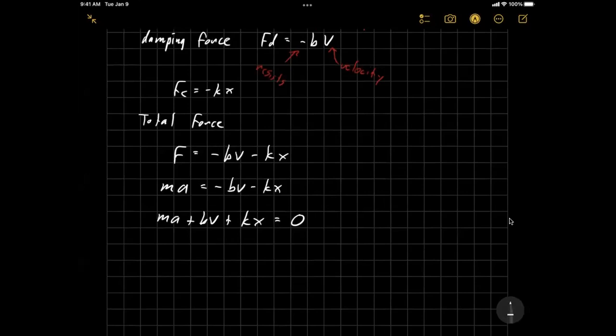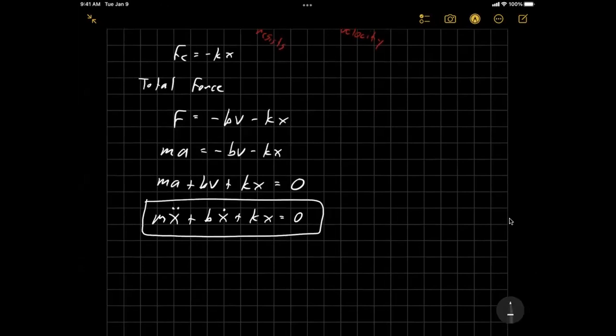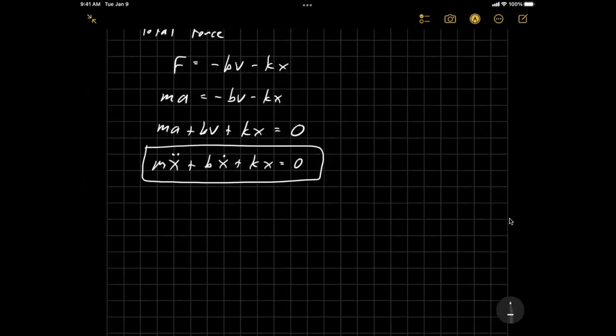Okay, so we now have an equation with acceleration, velocity, and position in it, but we want to make this into a differential equation. So we know acceleration is the second derivative of position with respect to time. Velocity is the first derivative of position with respect to time, and x is just the position. So this is the differential equation for damped harmonic motion.